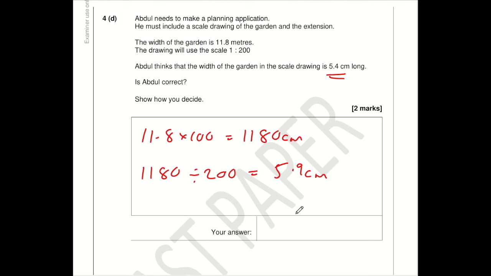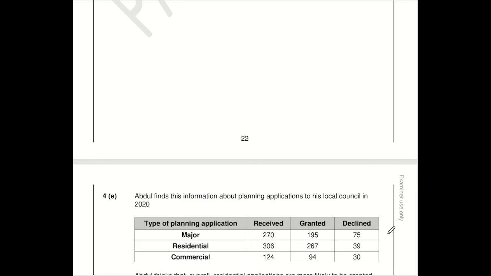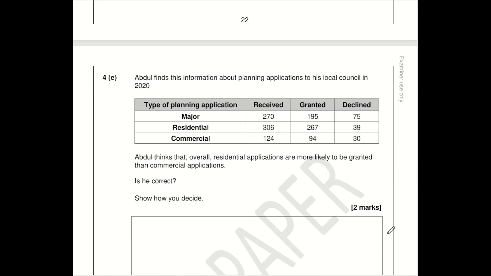Okay, so is Abdul correct? No. The width should be 5.9 centimeters. Okay, moving on to 4E.